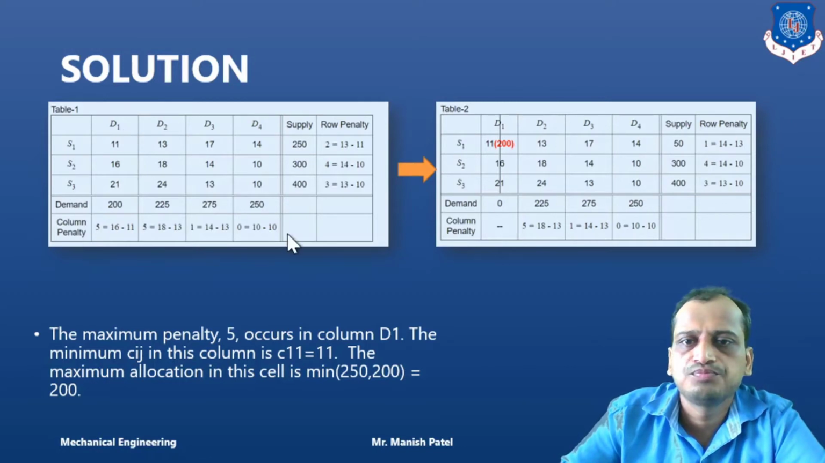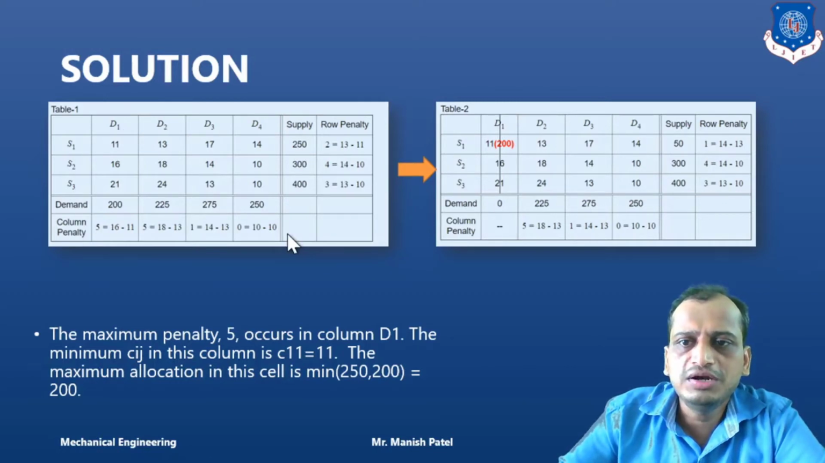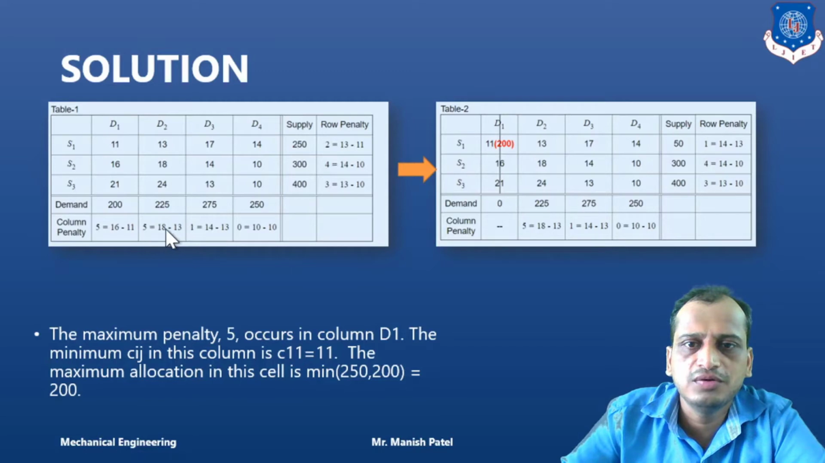And accordingly. Now, we will try to find the maximum penalty here. So, what is the maximum penalty? 5, 1, 0, 5, 4, and 2. 5 is the maximum penalty here. So, we will try to allocate here only, right?